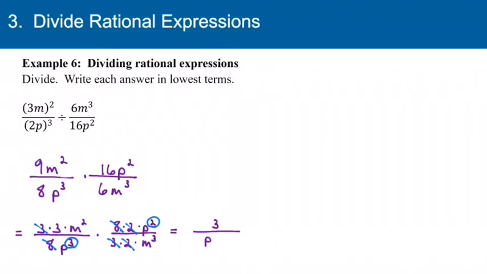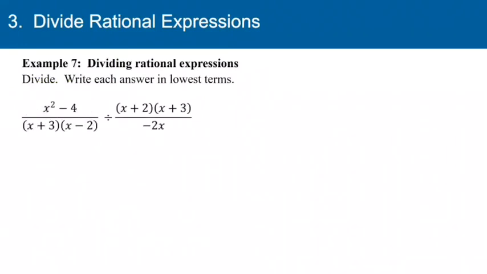All right, now let's look at the m's. Same thing with the m's. I have 2 m's in the top, but 3 in the bottom. So these 2 are going to cancel out 2 of these and just leave 1 m in the denominator. And this is our final reduced form, 3 over p times m.